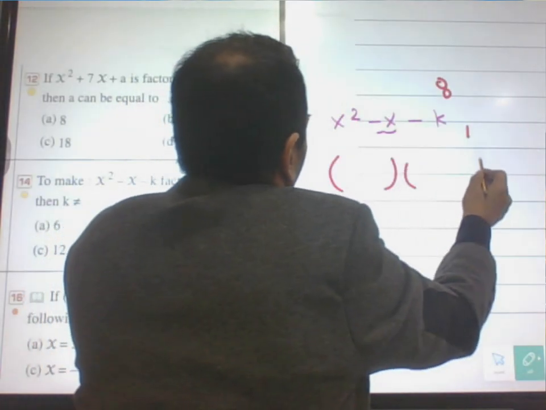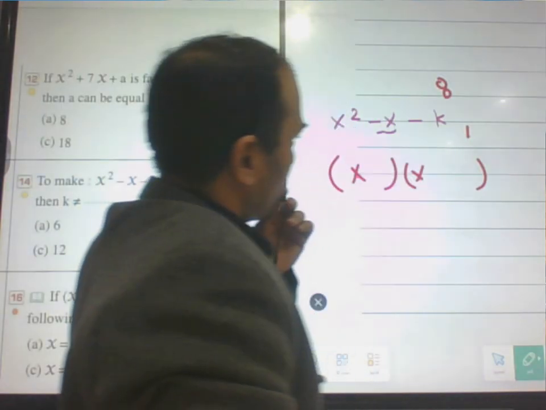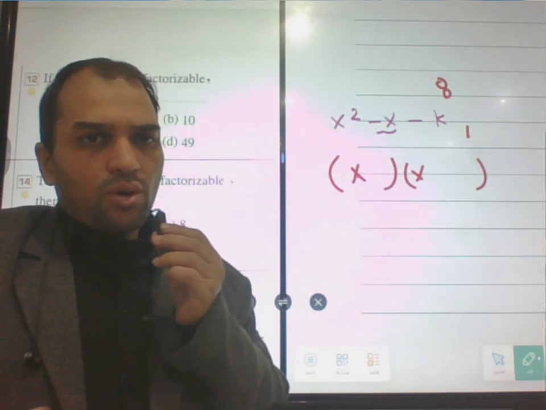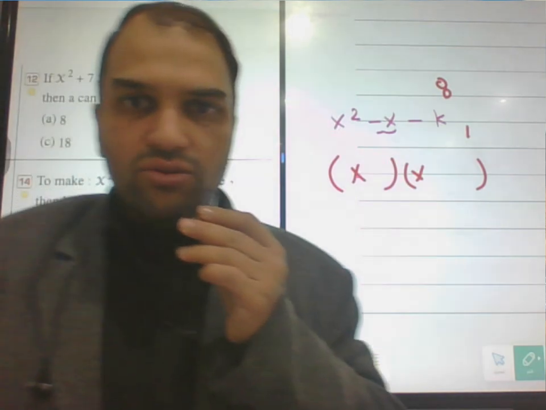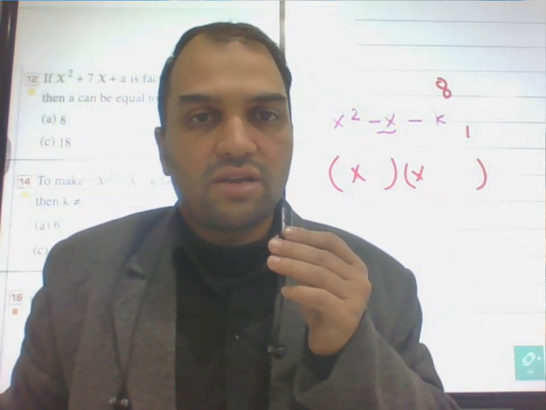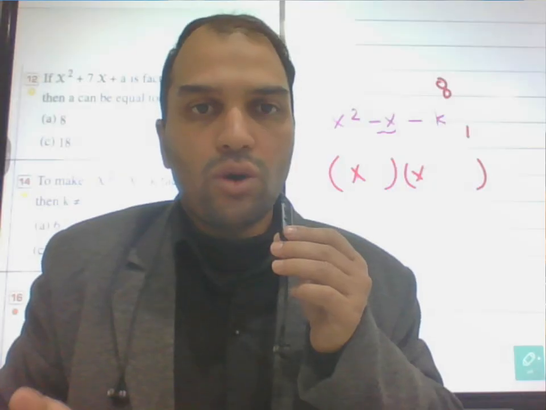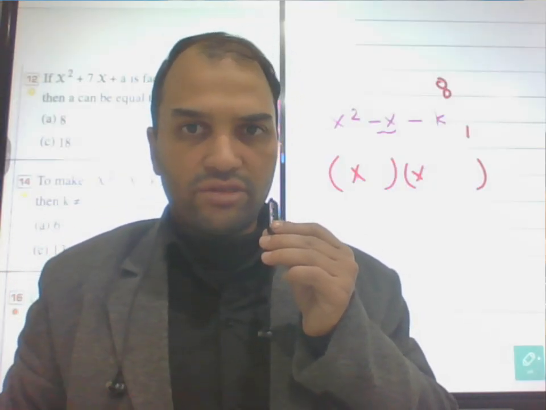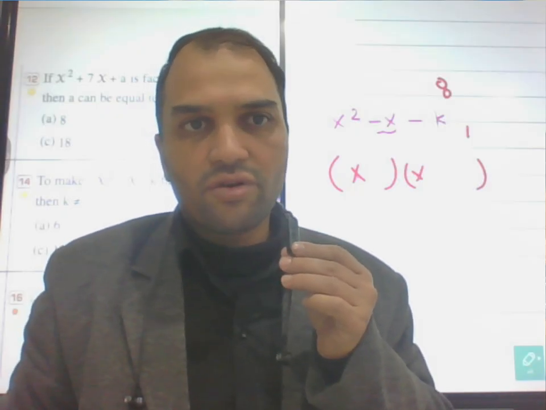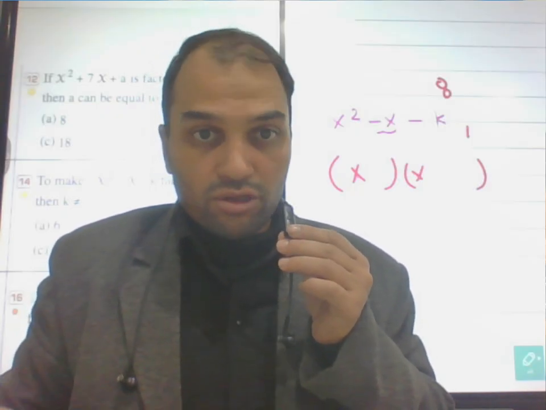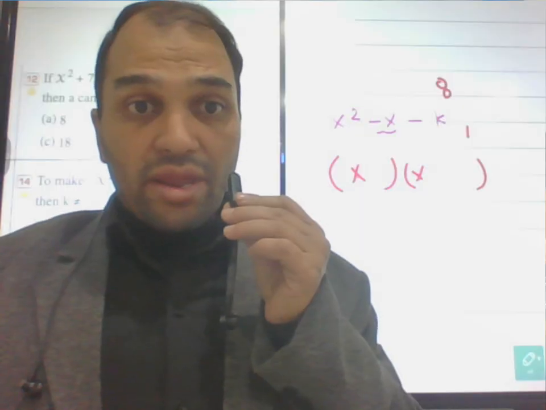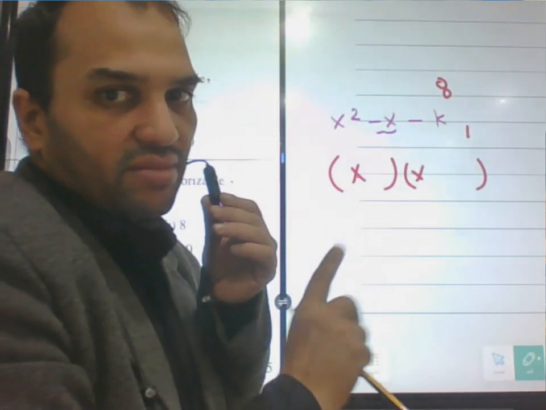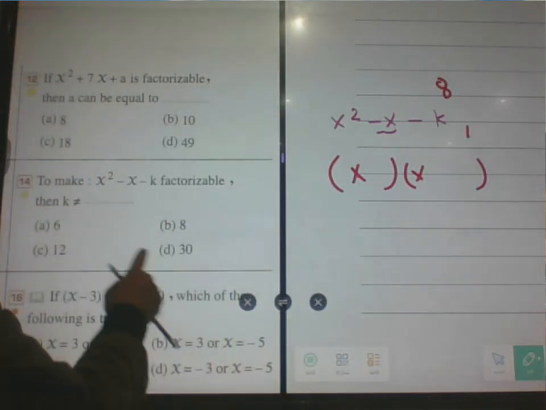Factorize here. x times x equals x power 2. We want two numbers whose product equals 8 and whose difference equals 1. We don't have them, because 8 equals 1 times 8 or 2 times 4. 8 has two factor pairs. 2 times 4 equals 8, and the difference between 4 and 2 equals 2. And also 1 times 8 equals 8, and the difference between 1 and 8 is 7. I need 1 only, so k must be not equal 8. Then k here not equal 8.